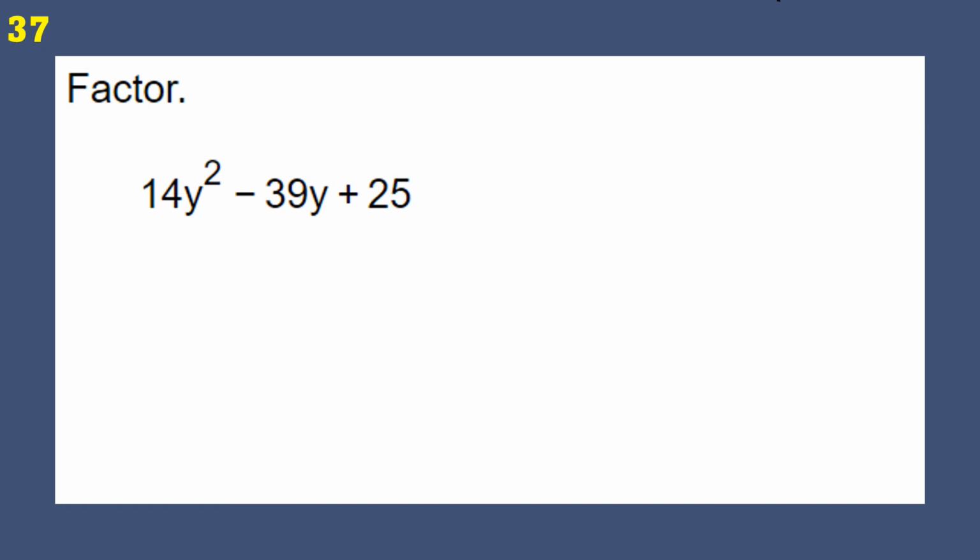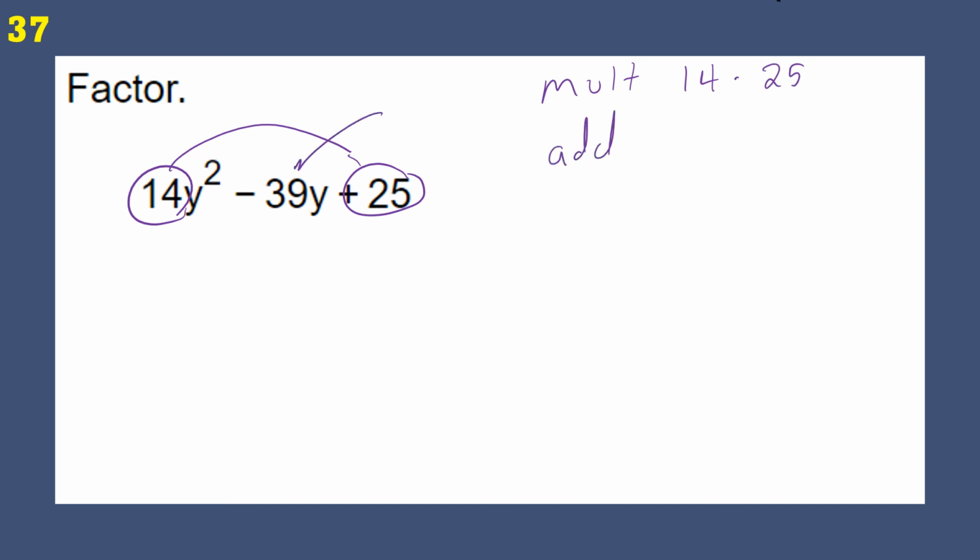Factor. So factoring this trinomial at first looks very intimidating because we've got some pretty ugly numbers, but more than that, we've got numbers in front of our lead coefficient, or our lead variable. So before we try to find two numbers that work, we need to multiply the first coefficient and the last coefficient together. So 14 times 25. We're going to find two numbers that multiply to whatever 14 times 25 equals, but also add to the number in the middle, which is negative 39.